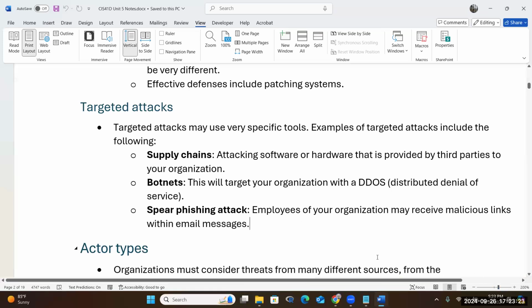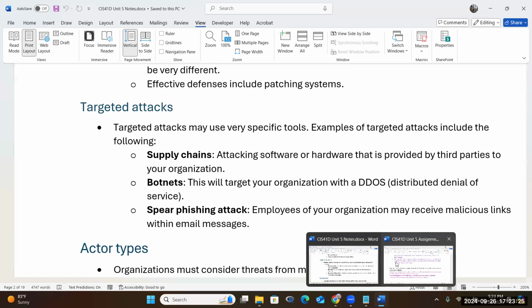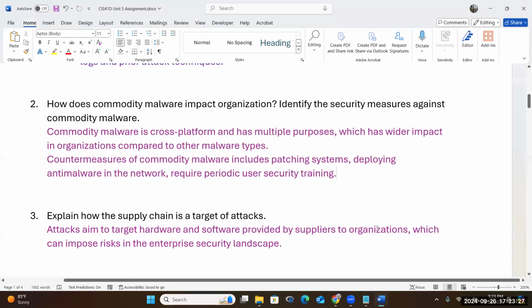So for supply chain, to really expand on that, we should say that these are attacks that aim to target hardware and software that's provided by suppliers to the organization. So when we're seeing third parties or companies that partner with the organization or enterprises to supply goods and services, they would use hardware and software to be able to track.